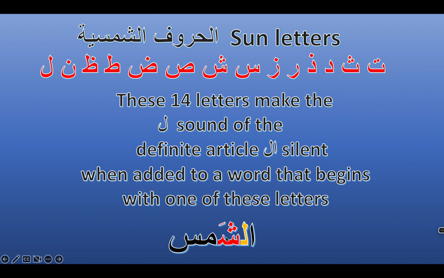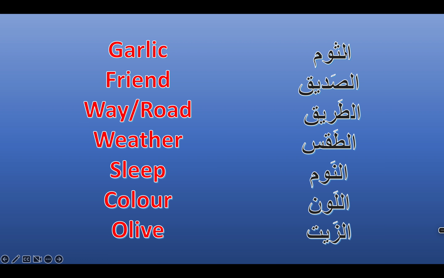An example is Shams, which means sun. And when you add L to it to make it the sun, the lam becomes silent. So it's not El Shams, it's Ash-Shams. And the lam is silenced because the word Shams begins with the letter Sheen, which is a sun letter. This is actually the origin of these letters being called the sun letters. It's because the word Shams makes the lam silent. So Ash-Shams. Let's see a few more examples.